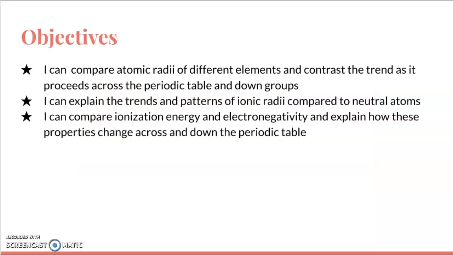You can pause the video as you copy down the objectives. Today you're going to be able to compare atomic radii of different elements and contrast the trend as it proceeds across the periodic table and down the groups. You're going to be able to explain the trends and patterns of ionic radii compared to neutral atoms. And you're going to be able to compare ionization energy and electronegativity and explain how these properties change across and down your periodic table. This seems like a lot of words and a lot of things to know, but we're going to get through it.